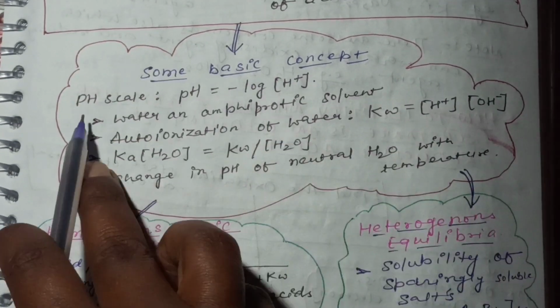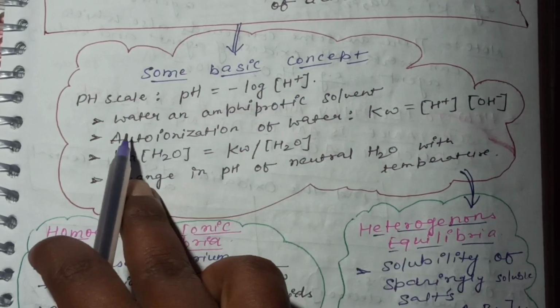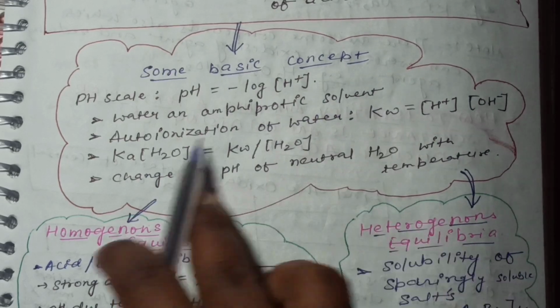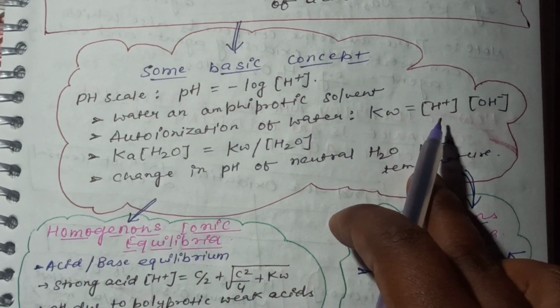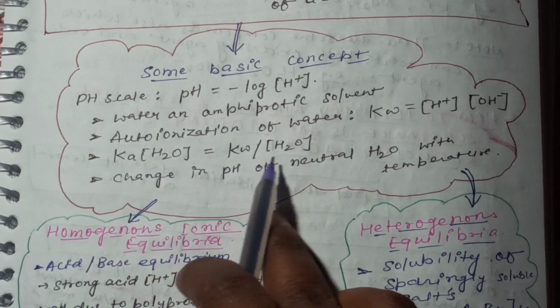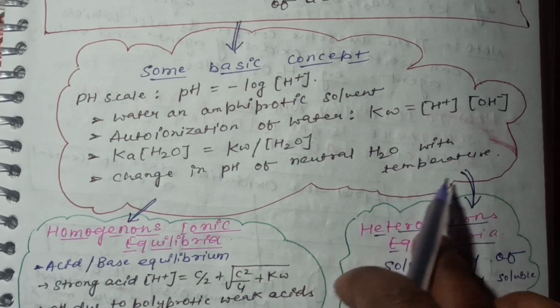Some basic concepts. pH scale. pH is equal to minus log [H+]. Water, an amphiprotic solvent. Auto-ionization of water. Kw is equal to [H+][OH-]. K of H2O is equal to Kw upon [H2O]. Change in pH of neutral H2O with temperature.